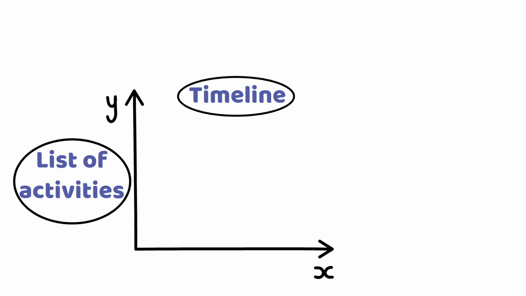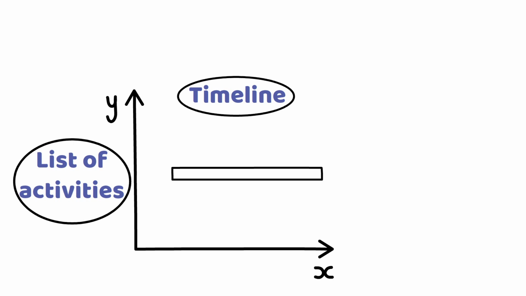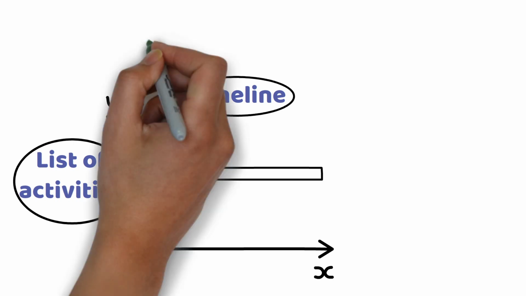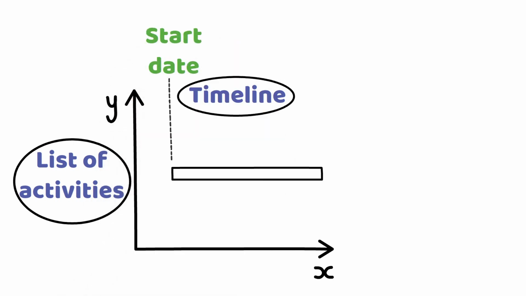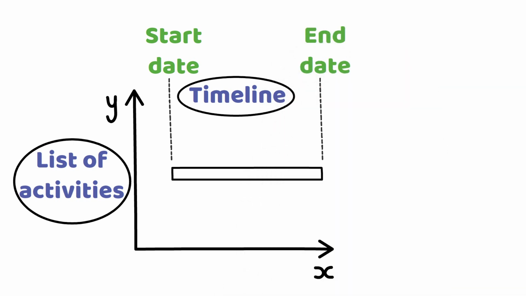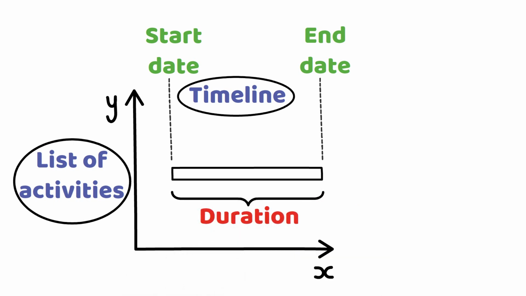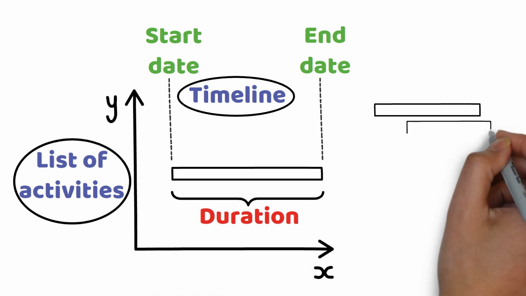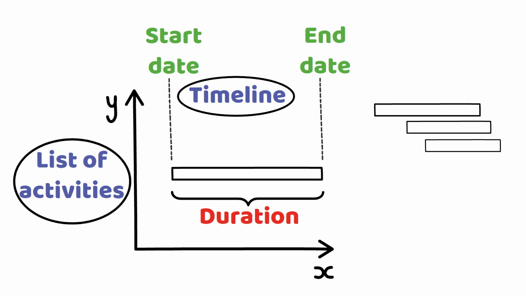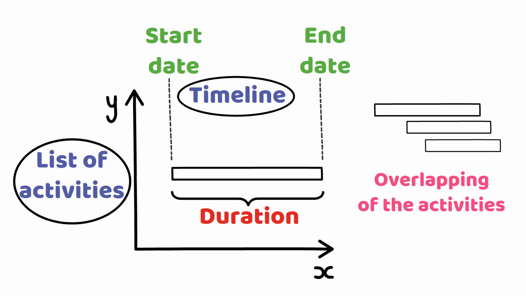Each activity is represented by a horizontal bar. The starting point of the bar represents the start date of the activity, and the end point of the bar represents the end date of the activity. The length of the bar represents the duration of the activity. If bars overlap with each other, that means there is an overlapping of the activities. Besides that, it also shows the start and end date of the entire project.